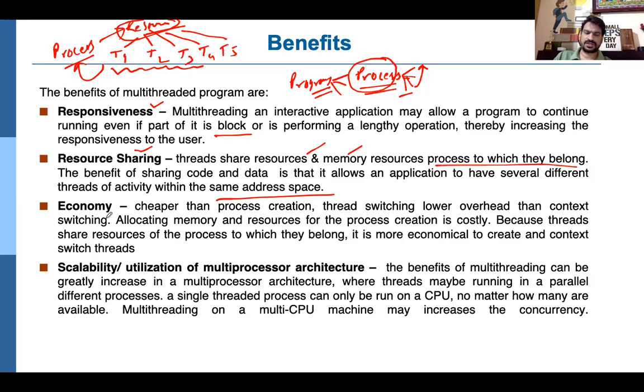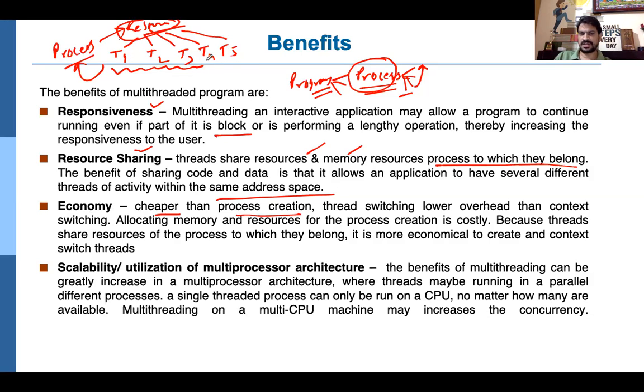So it can share the resources. Next is economy. It is economically cheaper. How is it cheaper? Cheaper than process creation. When we create a process and when we create a thread, which one is cheaper? The cheaper one is thread creation.